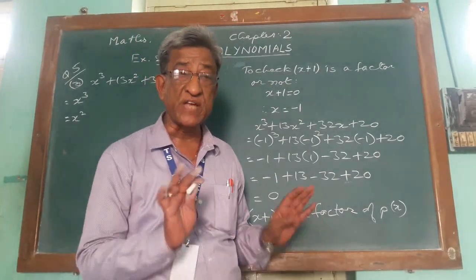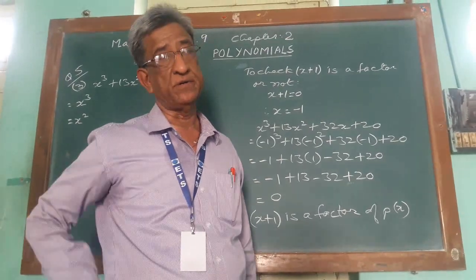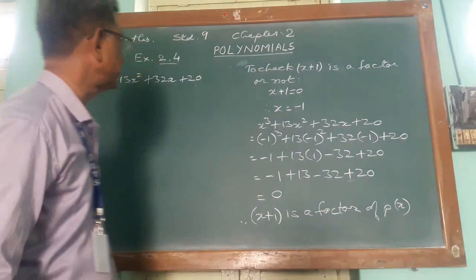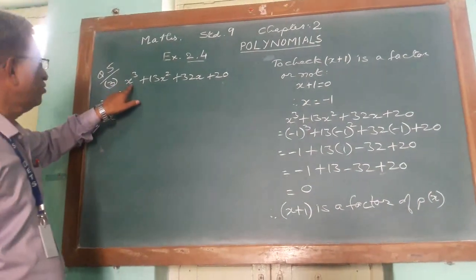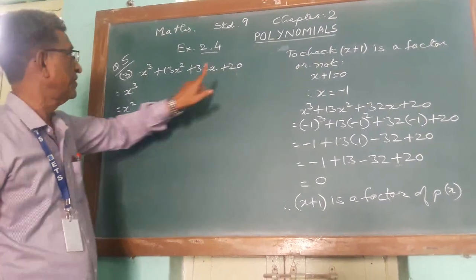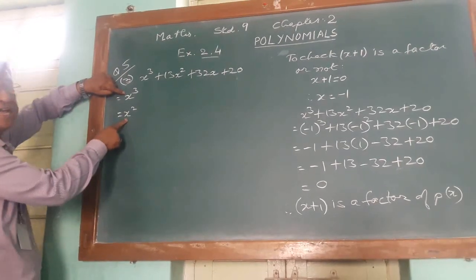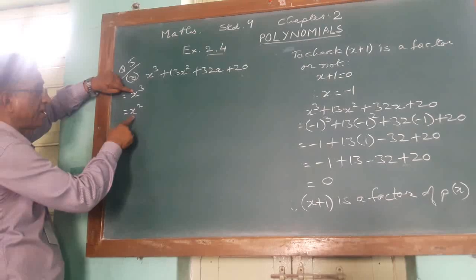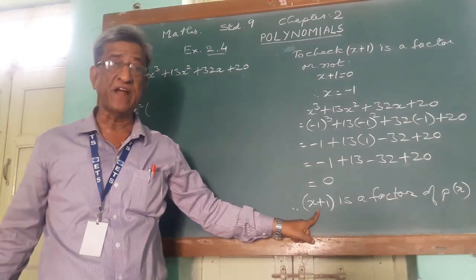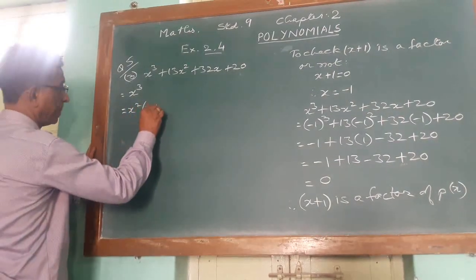Now we have decided whether x plus 1 is a factor or not. Now the sum will start. In the sum I will put x plus 1 as a factor. So x cube plus 13x square plus 32x plus 20. Write down x cube, and in the second step one power less, x square, and in the bracket you have to write the decided factor, which is x plus 1.